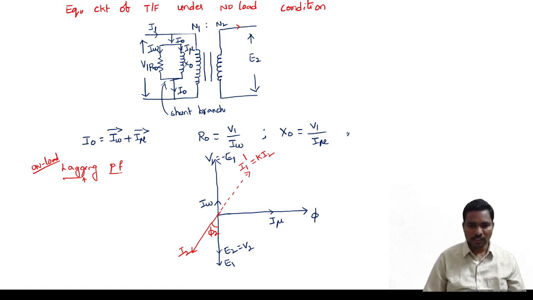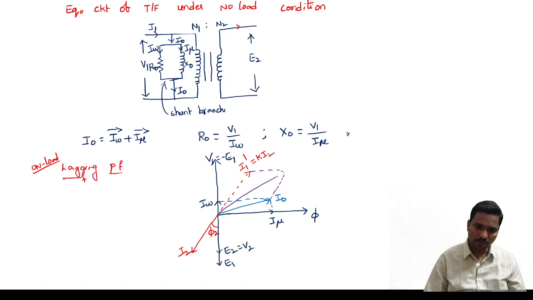Okay. Now this is the I mu, this is the IW. Then what is the I naught, guys? I naught is the vector sum of these two, correct? So this is the I naught. Okay. Now the vector sum of these two, that is I1, is I naught plus I1 dash.